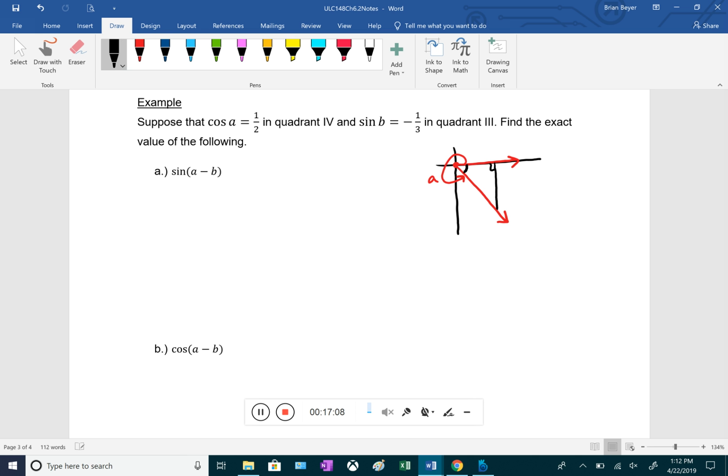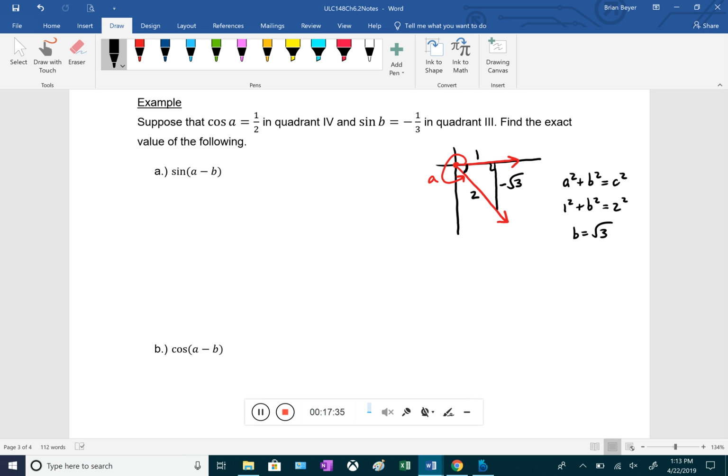Cosine is 1/2. Cosine is adjacent over hypotenuse, and we have to find that missing side using the Pythagorean theorem, because this is not a Pythagorean triple. And we get the missing side B is radical 3. This is in the negative y direction, so we have to make sure this is negative radical 3.